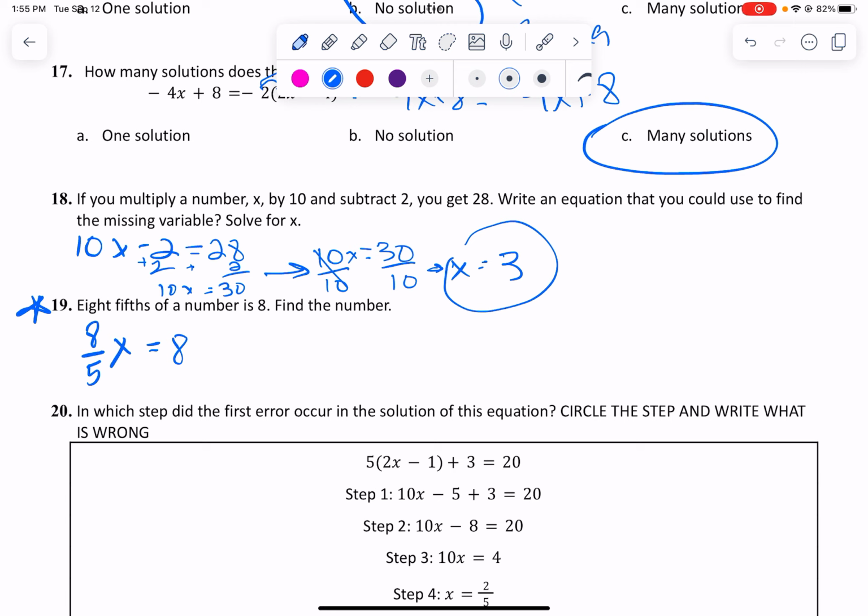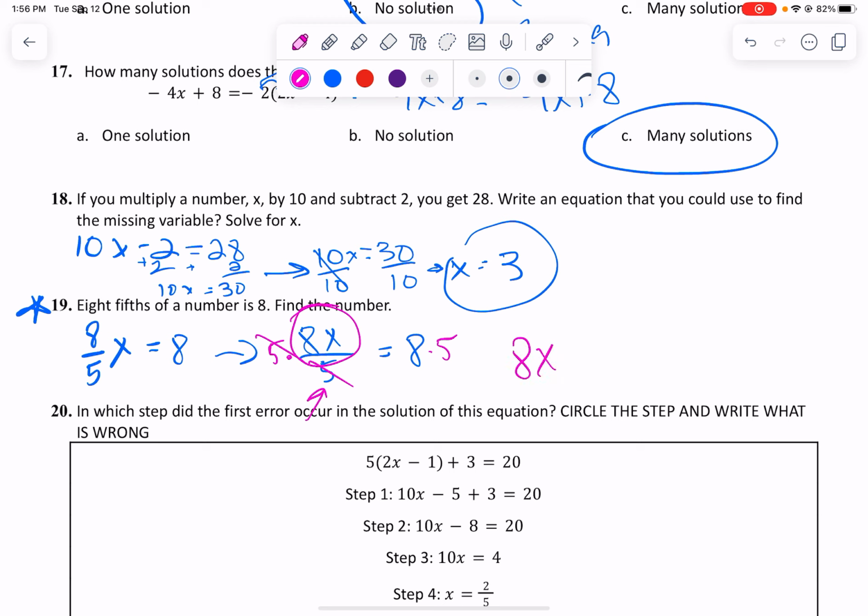Find the number. So remember, I told you that I look at this as 8x over 5 equals 8. And now this is 8 times x divided by 5. So in order to undo this divide by 5 right here, I'm going to multiply by 5 because multiplication is the inverse of division. So let's multiply both sides by 5, okay? And now that cancels out and I'm just left with this top number.